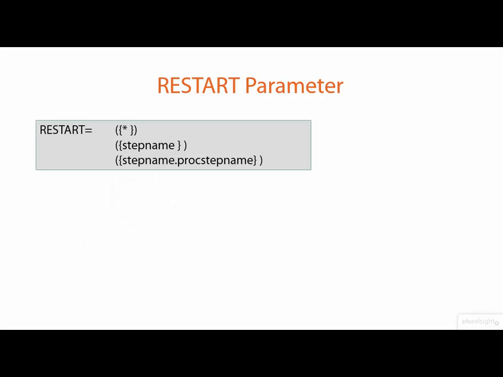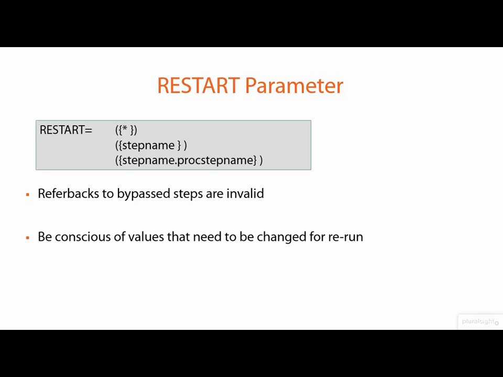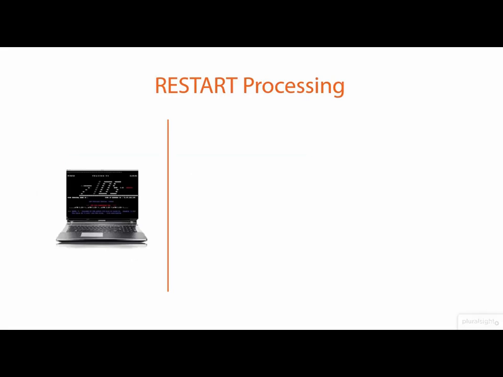So the restart parameter then is going to be coded and basically allows us to specify on the job statement which step, or which step within a proc, we want to restart in. So essentially what we have is that refer backs are invalid for any bypassed steps. We need to be conscientious about what values are necessary so that we don't compromise the rerun, new data sets that were created and things of that sort.